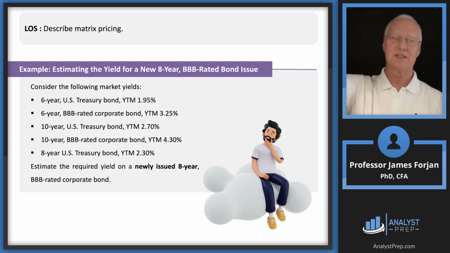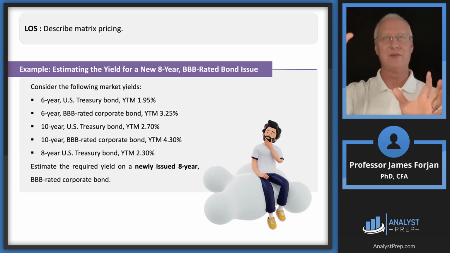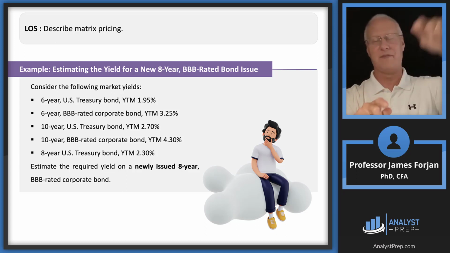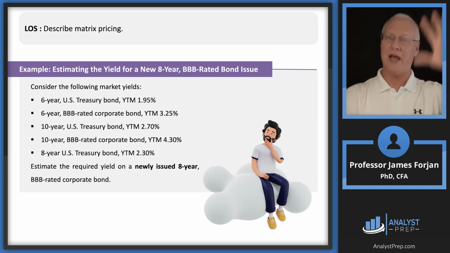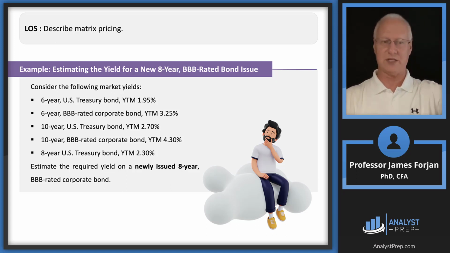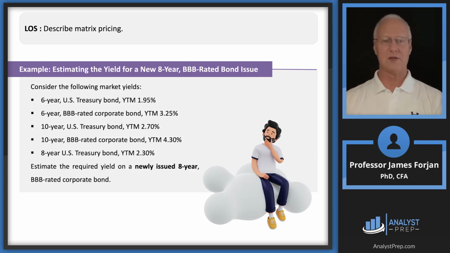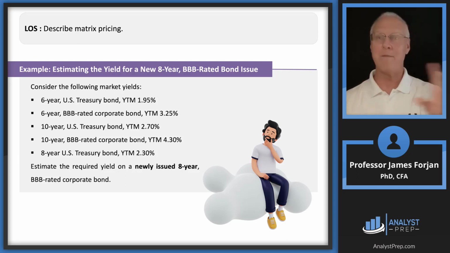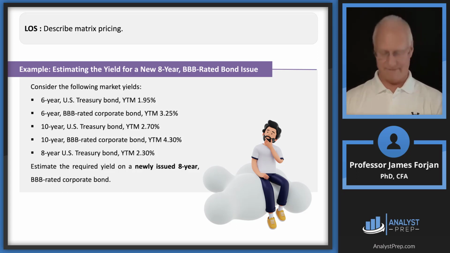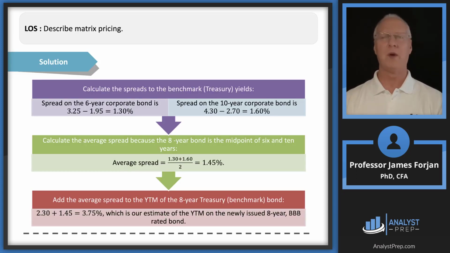So we find the 6 and we find the 8. What did we do in the previous example? We had the 6, so we found the 5 and the 7. Now we're going 2 on either side, so the 6-year and the 10-year. But then look, down at the bottom bullet point, there's the 8-year Treasury yield to maturity, 2.3%. So estimate the required yield. What is the yield to maturity on this new bond? All we're going to do in our matrix pricing, I'll go ahead and give it that fancy name, is take an average like we did before, but this is going to be way easier.